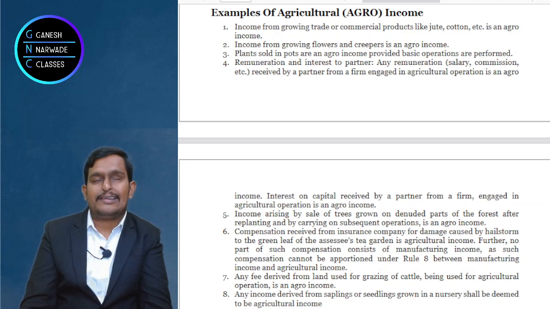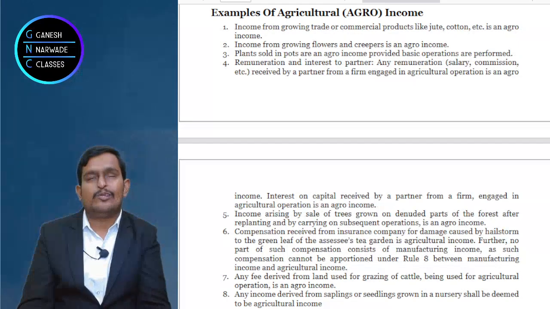If you are collecting some fees for grazing of cattle in your farm, then it is agricultural income. And if you are selling some saplings, seedlings, then it is also agricultural income. This is how you should remember.